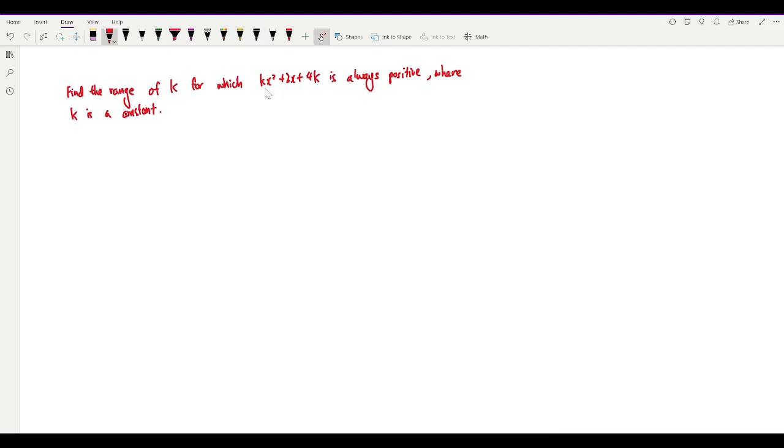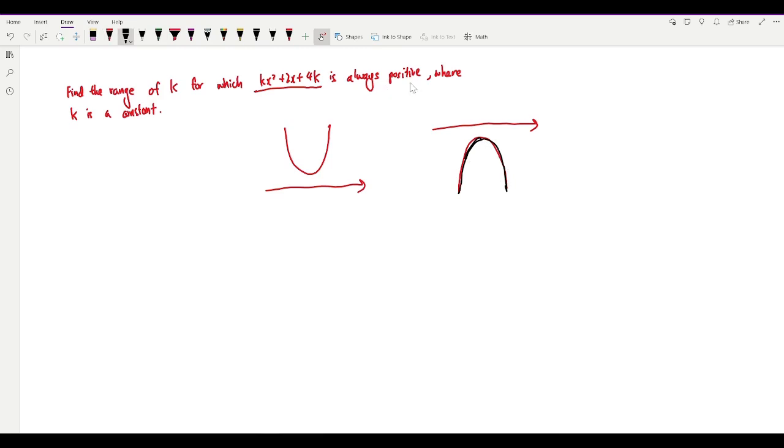For this equation to always be positive, it must be a U-shaped graph that lies above the x-axis. So why must it be U-shaped and why must it lie above the x-axis? Imagine if it's an N-shaped graph, and it lies below the x-axis. This makes the entire graph negative because it's below the x-axis.